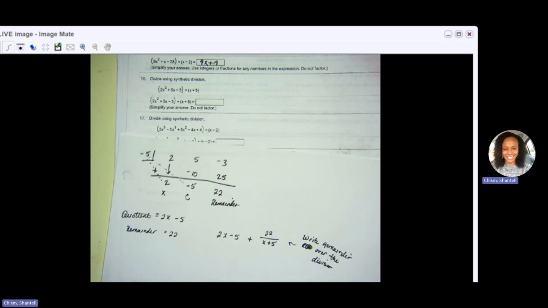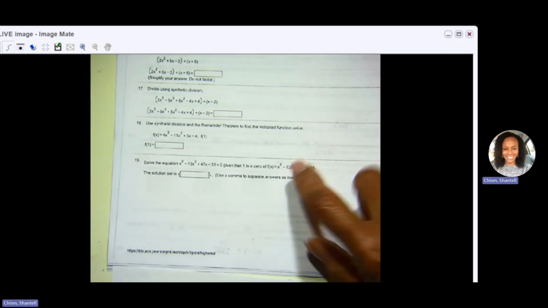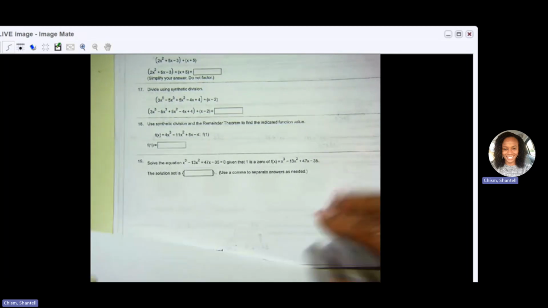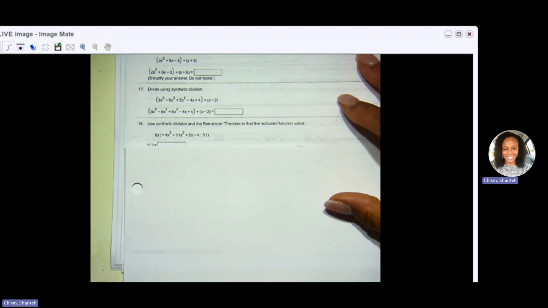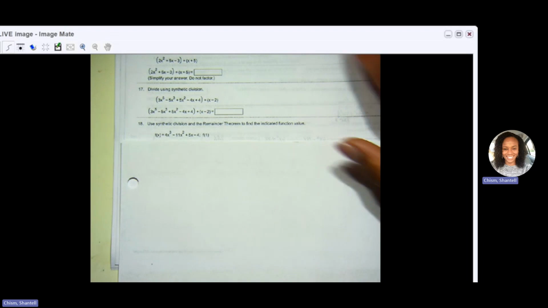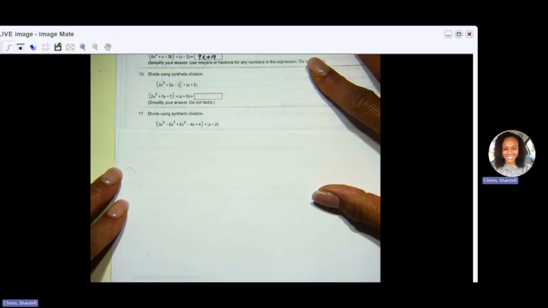All right, let's look at number 17. Let's do one more, and then we'll look at the last two theorems. Oh, yeah, we're going to definitely do number 19. I'll show you that one as well. All right, let's look at number 18. One more, number 17. One more synthetic division.